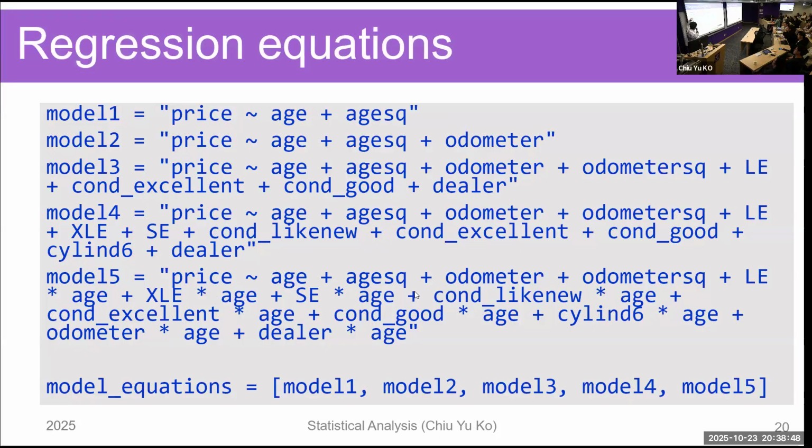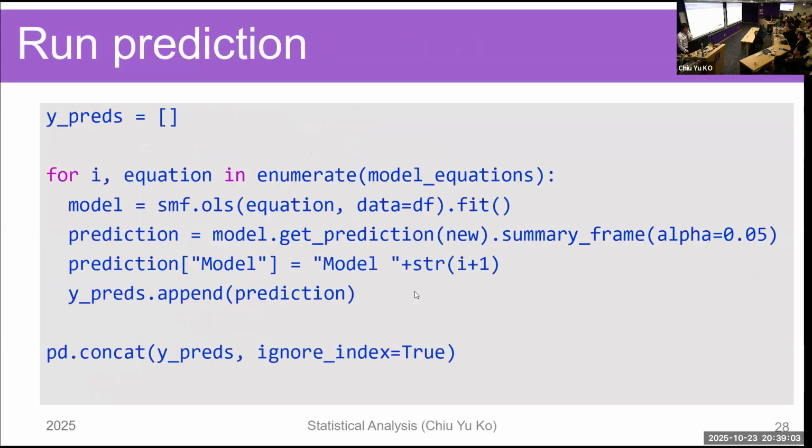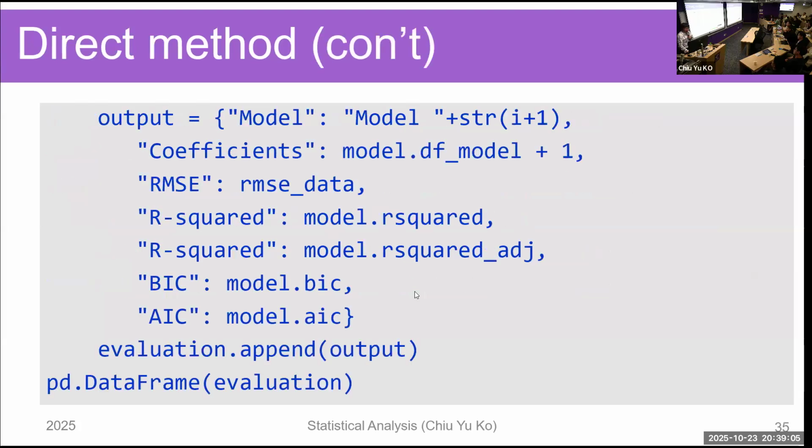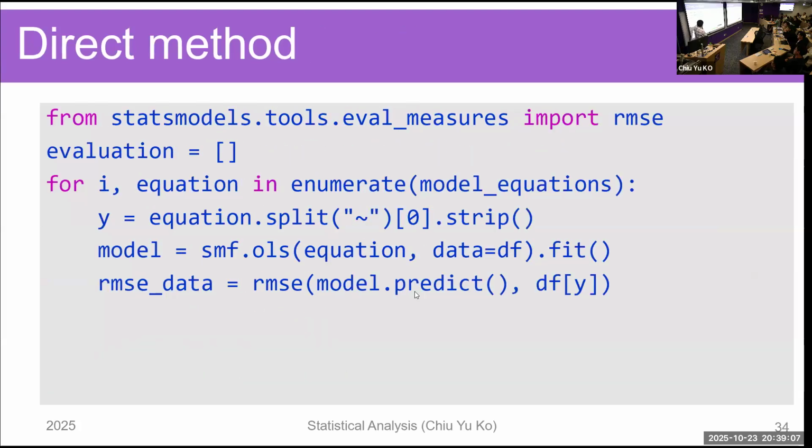It's like this thing, right? The equations. So y is this string. What comes before the tilde is the y, and after the tilde are the x. Okay. So then what I do, this code: y is the equation.